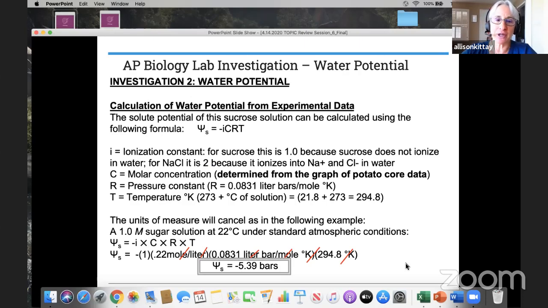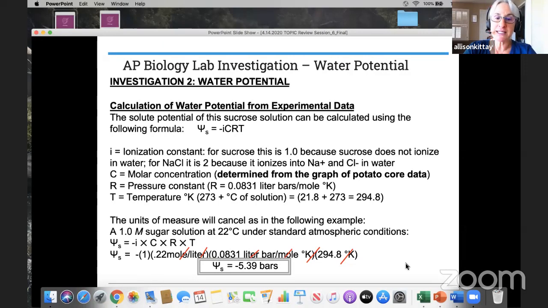And I know that looks scary. That's the scary one with the solute potential. So again, i is the ionization constant. We did this experiment in sucrose. So the ionization constant is just 1 because sucrose does not ionize in water. We could repeat this experiment in salt water and we would find that the ionization constant would be 2 because there are 2 ions, sodium and chloride ions.